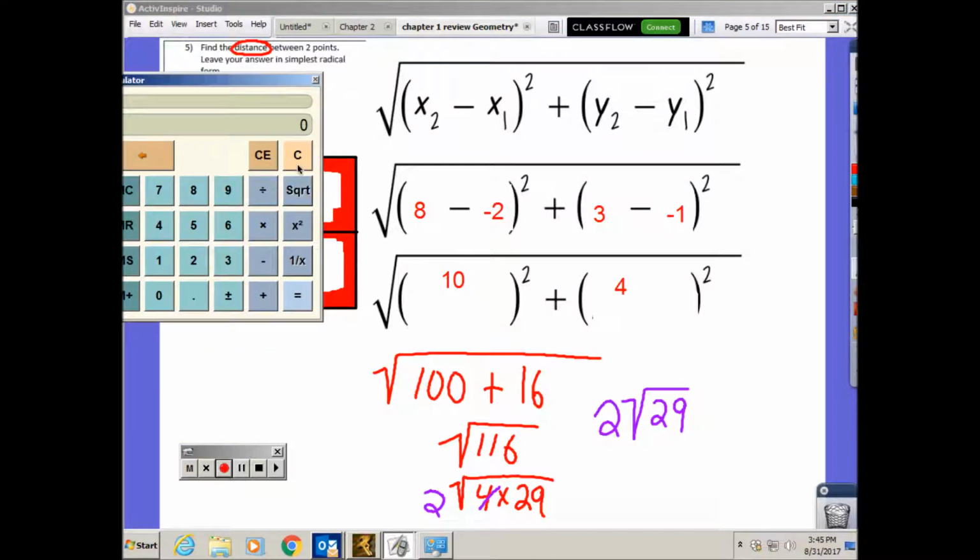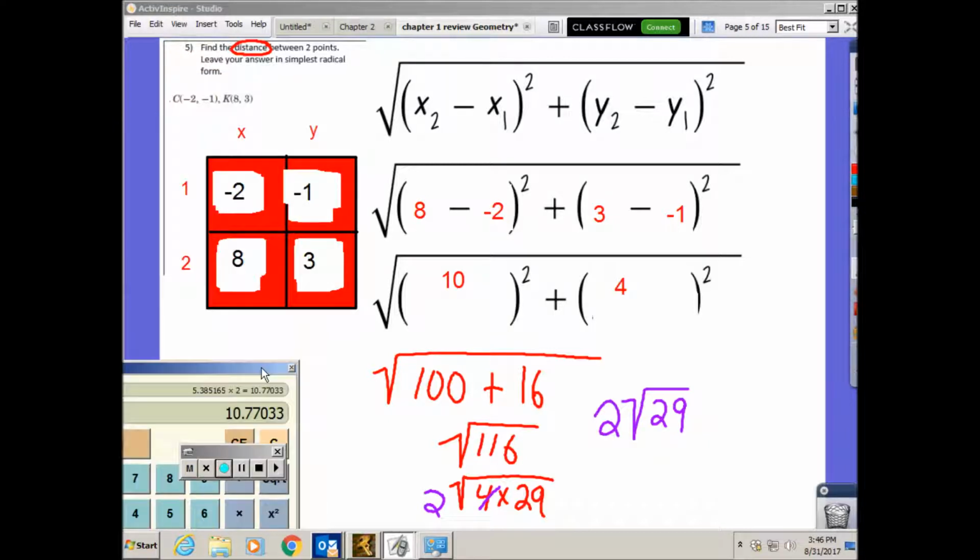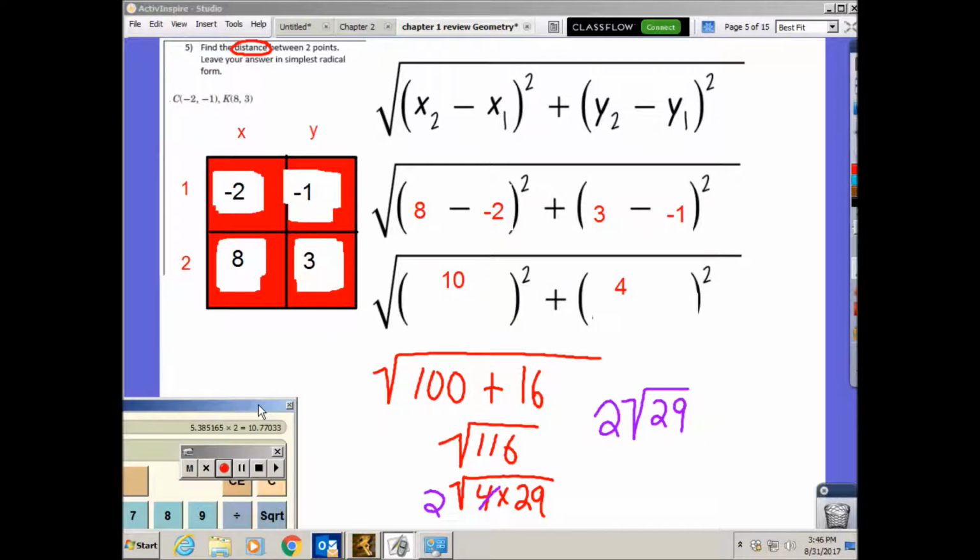We did this in some of the classes. If I were to figure out what the square root of 116 was as a decimal, it's 10.77033, which rounds to roughly 10.8. If I take the square root of 29 and multiply it by 2, I get the same thing. So these numbers as decimals end up being the same. When we say simplest radical form, we're basically just asking for the smallest numbers.